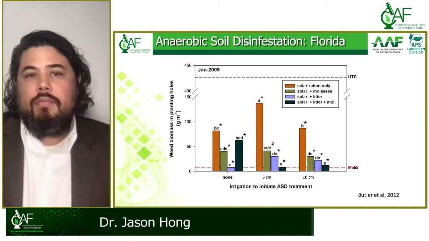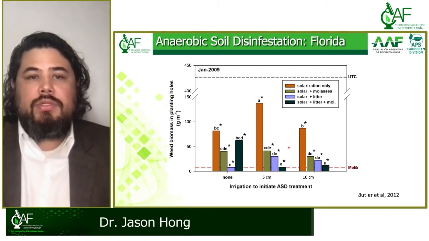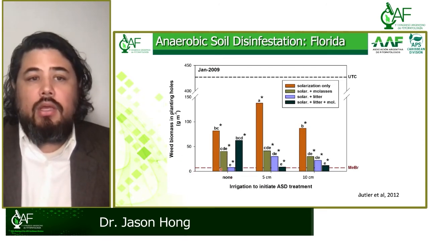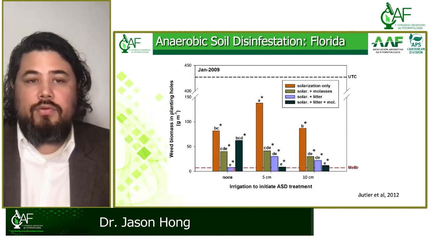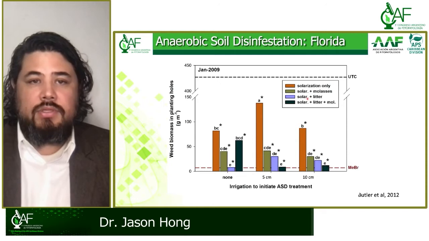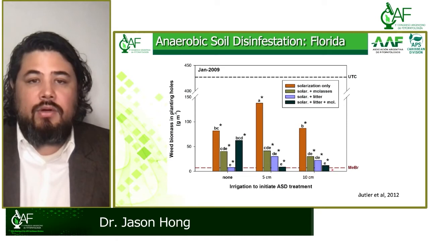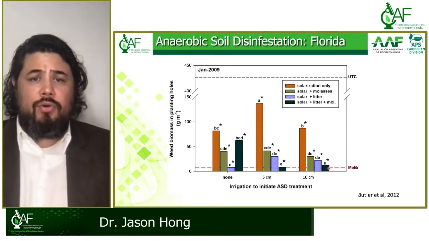So this all came about by looking at the different components and seeing which ones worked best. This was comparing the control in weeds. And what they found was when they had no water, did not control very well, except for using solarization and chicken manure. When they added 5 centimeters of water, the combination of solarization, water, and molasses at 5 centimeters of water or 10 centimeters of water offered the same or similar control as methyl bromide.